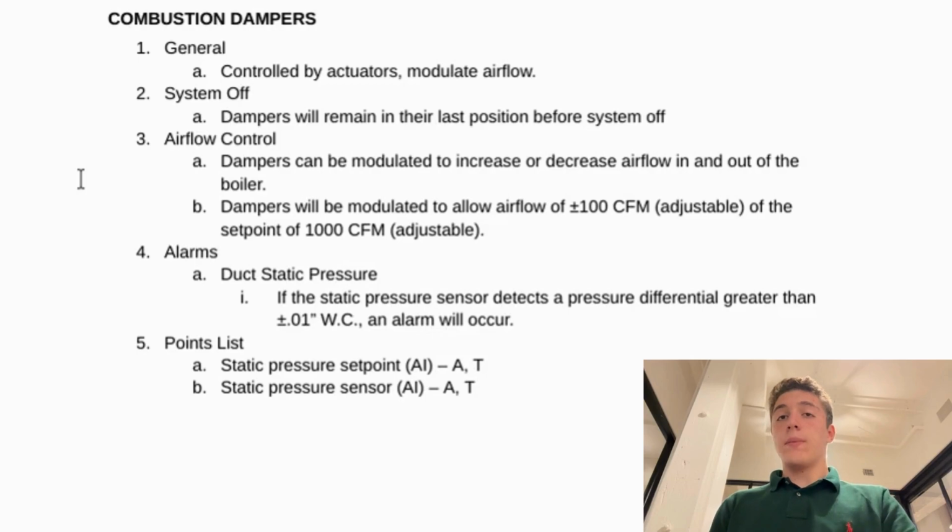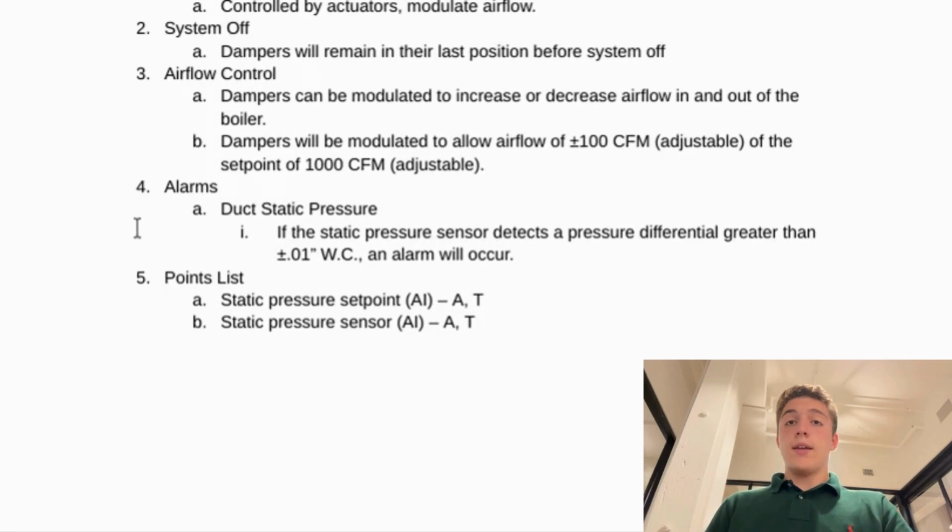The set points are going to be a little different. I set it for 1000 CFM with an error of 100. Again, if this is very wrong, please let me know. This is just what I found online. And static pressure, if it detects more than 0.01 inches, an alarm will occur. And we have some static pressure set points and sensors as our points. So that basically wraps up our sequence of operations.